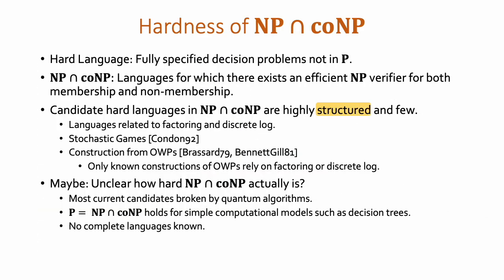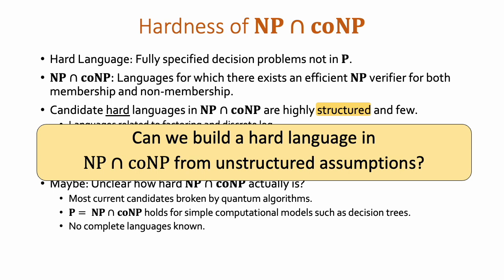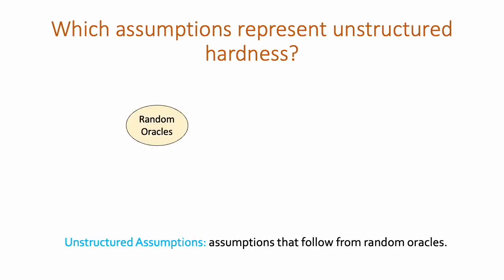As I said before, the very few known candidates for hard languages in NP intersection coNP all have a very strong structure. This leads us to ask the following question: can we build a hard language in NP intersection coNP from unstructured assumptions? But what does this even mean? What is the distinction between structured and unstructured problems?